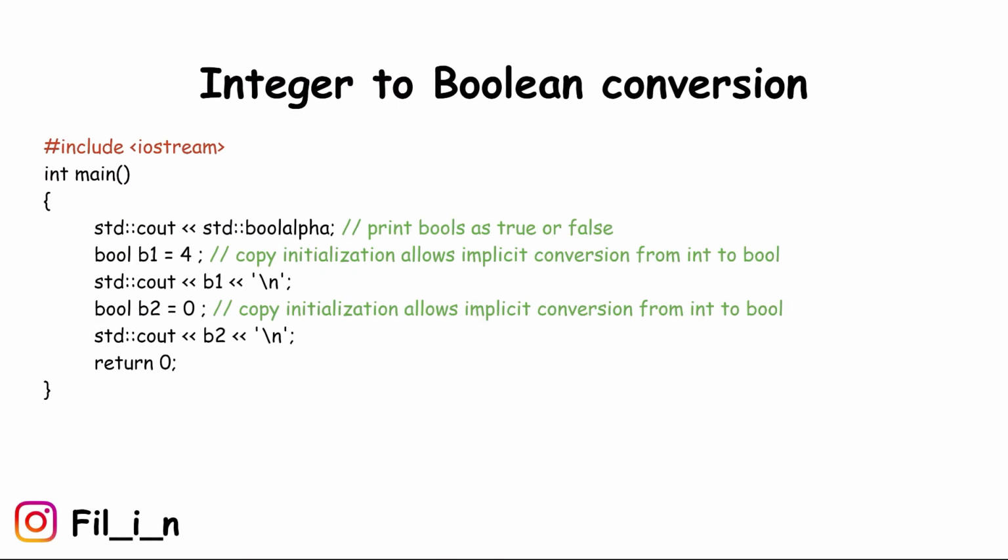#include <iostream>. int main. using namespace std. std::cout << std::boolalpha, print bools as true or false. bool b1 = 4. Copy initialization allows implicit conversion from int to bool. std::cout << b1 << '\n'. bool b2 = 0. Copy initialization allows implicit conversion from int to bool. std::cout << b2 << '\n'. return 0. Closing brace.